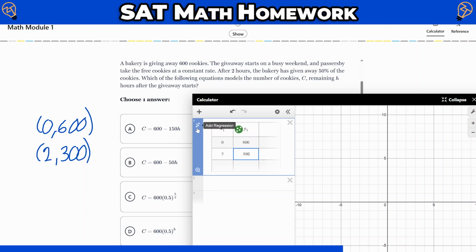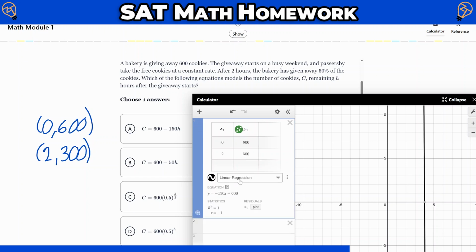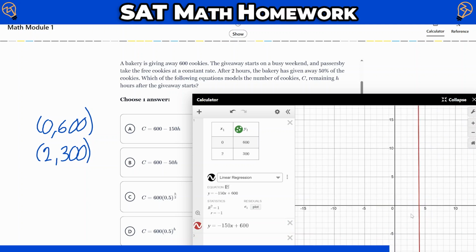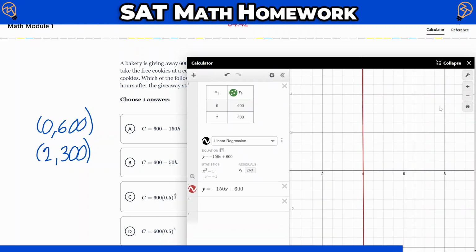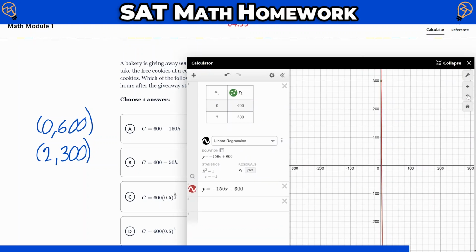And then when we click on this add regression, by default it goes to linear regression, which is good because that's what we want. And then here's the equation. I can press this if I want so that it actually graphs it for me. However, the main point, interestingly, I'm wondering why this is showing it as if it's a vertical line. Actually, false alarm. I just have to zoom out far enough and then I can see it.